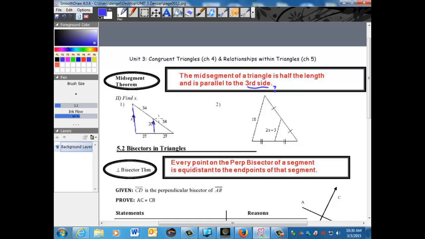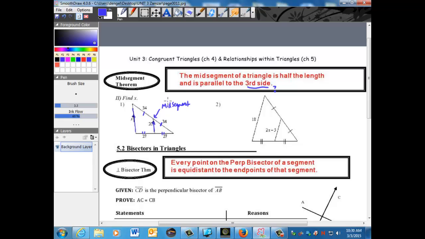That's the first condition. The second thing that needs to happen is that this segment that is parallel to the third side is going to bisect sides 1 and 2 in half. So we see that with 34 and 34. Now clearly this shape's not drawn to scale because this 34 looks longer than this 34, but you get the idea. These two sides are the same and these two sides are the same. So when we have these conditions, that means this segment has to be a mid-segment.